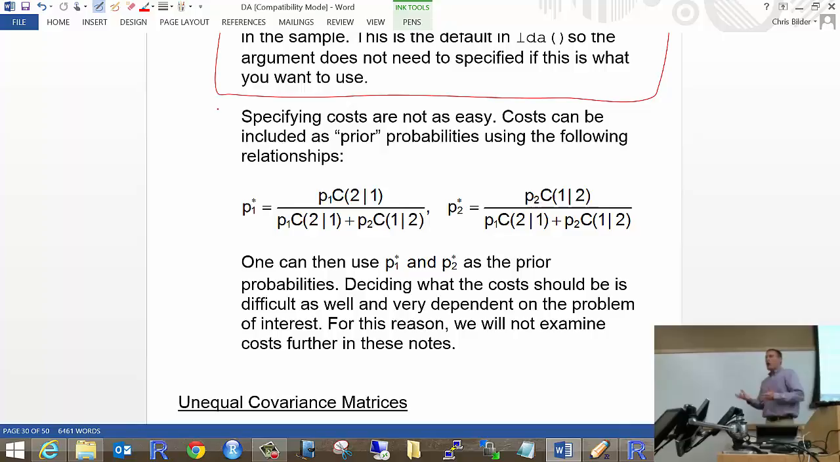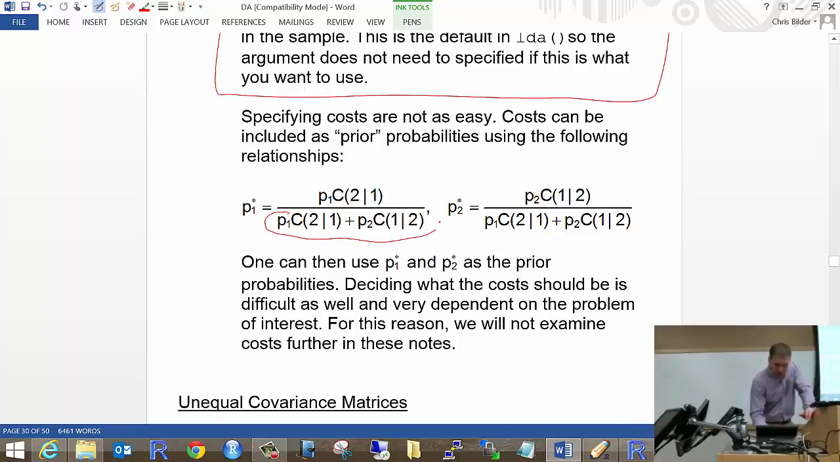Well, what about costs? How do you include costs into your discriminant analysis in R, or actually any other software package? Typically, most software packages are not set up so that you can easily say, my cost of misclassifying into population 1 when it should have been population 2 is some numerical value. And so what you have to do, and it's actually not too difficult, is change your prior probabilities to reflect the costs. And this is simply how you do it.